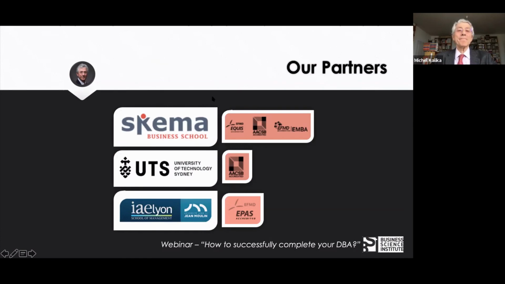Our partner, Schema Business School, is an international business school, EQUIS accredited, AACSB accredited, and also AMBA accredited. UTS is AACSB accredited, and IAE Lyon is a public French university, IPAS accredited.